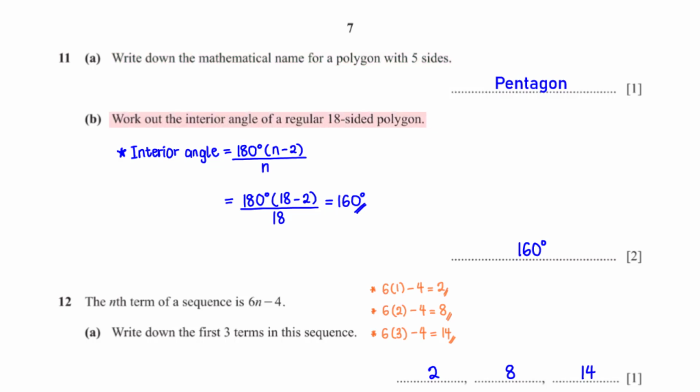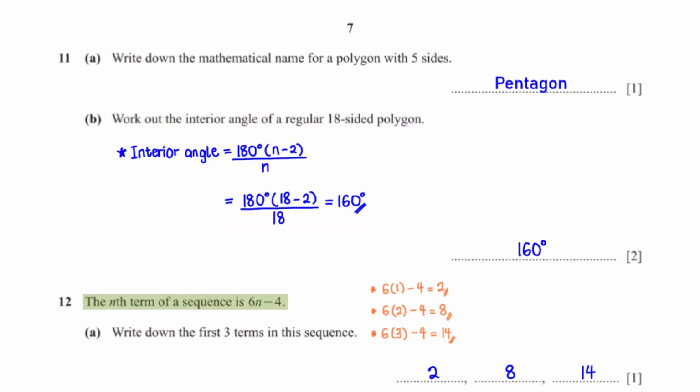Work out the interior angle of a regular 18-sided polygon. Here is the formula for the size of an interior angle in a regular polygon, where n is the number of sides of the polygon. In this case, n equals 18. When we type this into the calculator, we get 160 degrees.